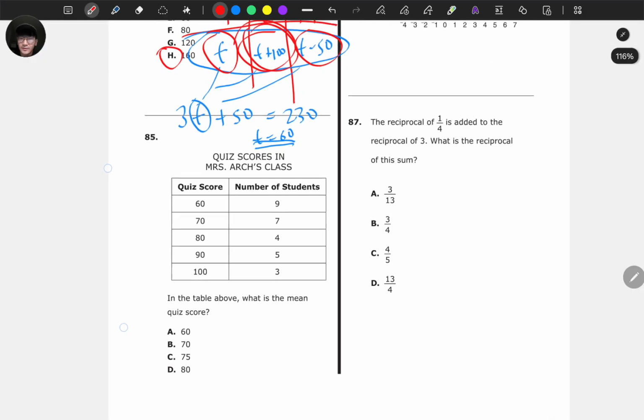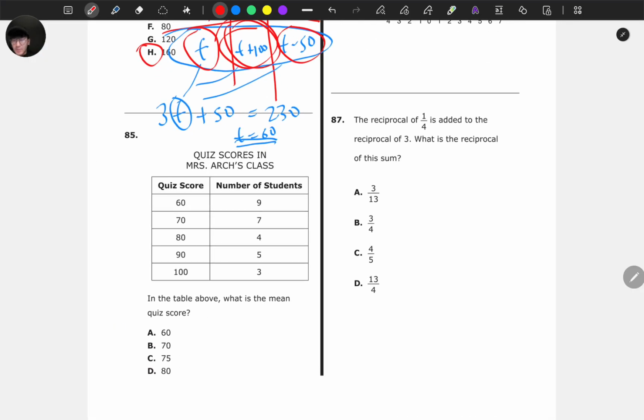So 85. In the table above, what is the mean quiz score? Oh, sorry, my alarm. What is the mean quiz score? Geez, this is going to be a lot of arithmetic. So mean means you add up all the numbers and you divide by the number of numbers. Here, it looks like we're talking about quiz grades and the number of numbers. How many are there? Well, there's going to be a number for each student, because each student took the test. So that means the thing that we divide by has got to be all of these added.